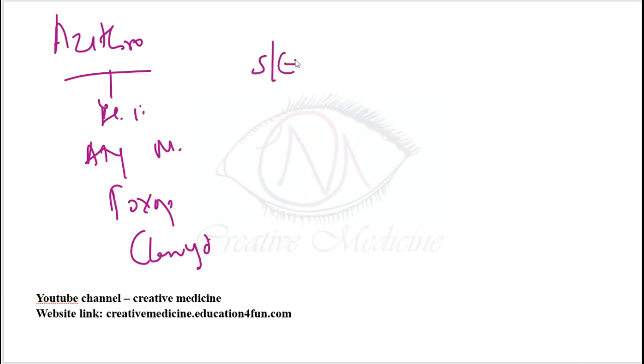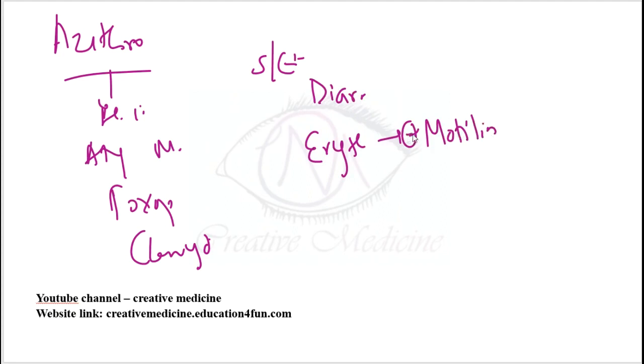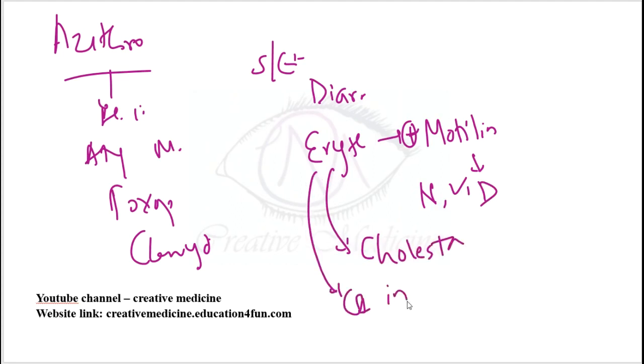So if you see the side effects, macrolides can cause diarrhea as a side effect, and the drug erythromycin will activate the motilin receptors. Whenever erythromycin activates the motilin receptors, it increases peristalsis, and thus it causes nausea and vomiting in the patient along with diarrhea. Erythromycin also causes cholestasis. Because it causes cholestasis, it is contraindicated in pregnancy.